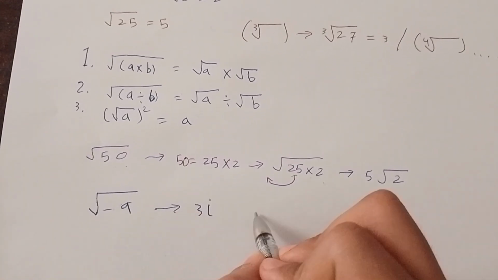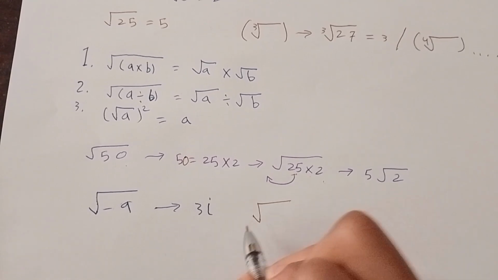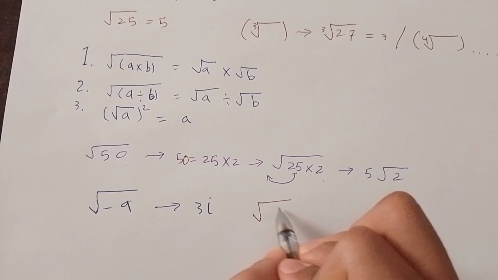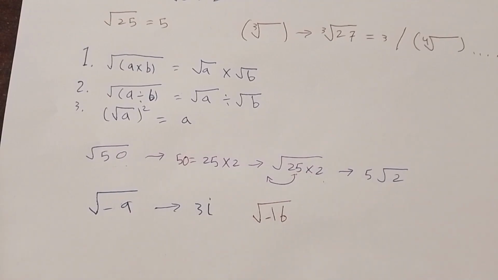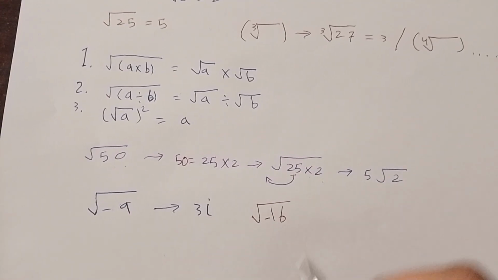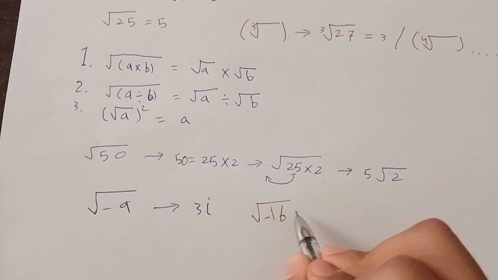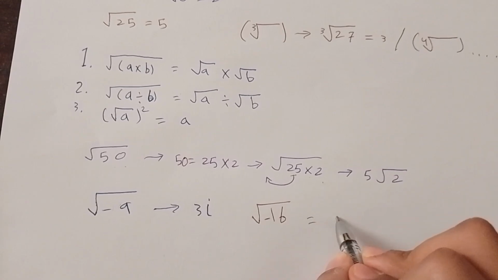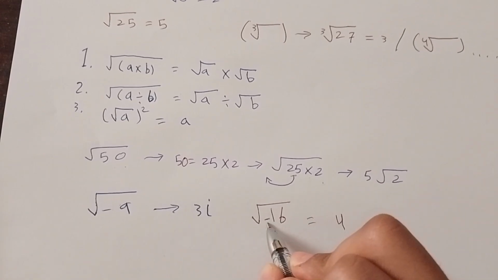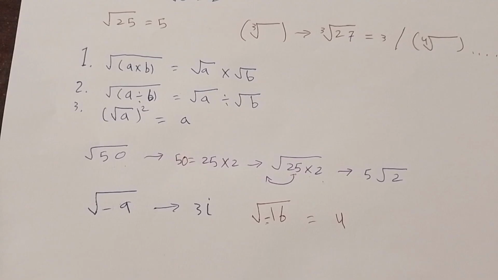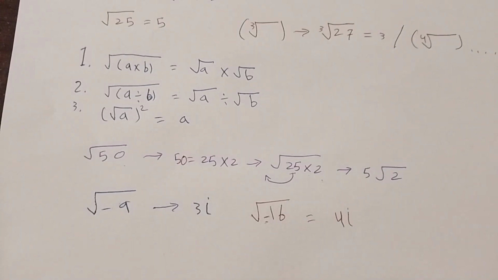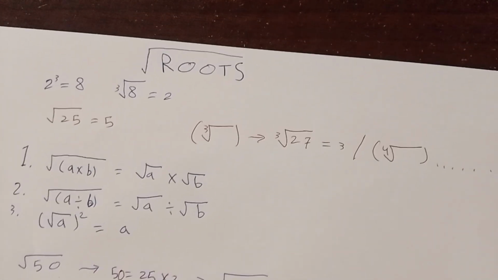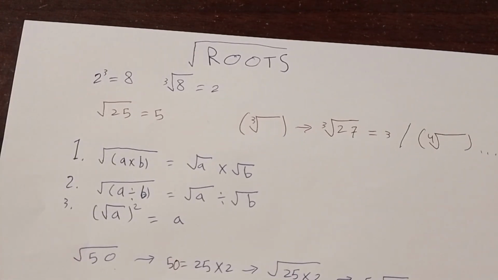For example, again, what's the square root of negative 16? The square root of 16 is 4, and the negative we write as i, the imaginary number. So it's 4i, and we are done. It's a really easy lesson. Thank you.